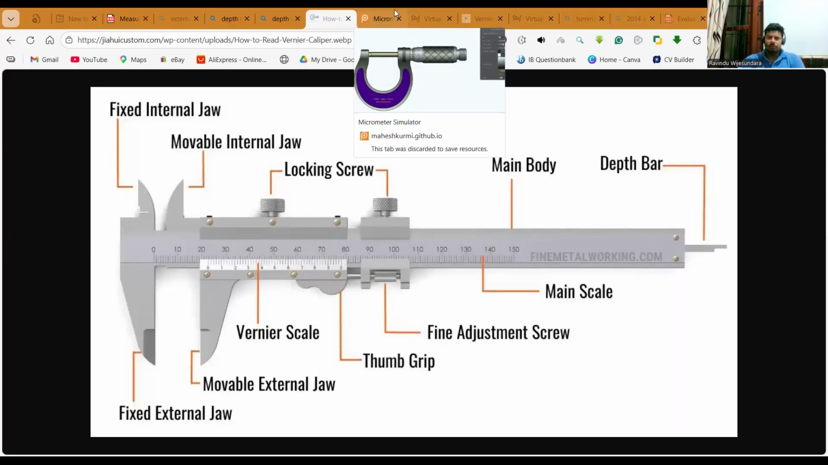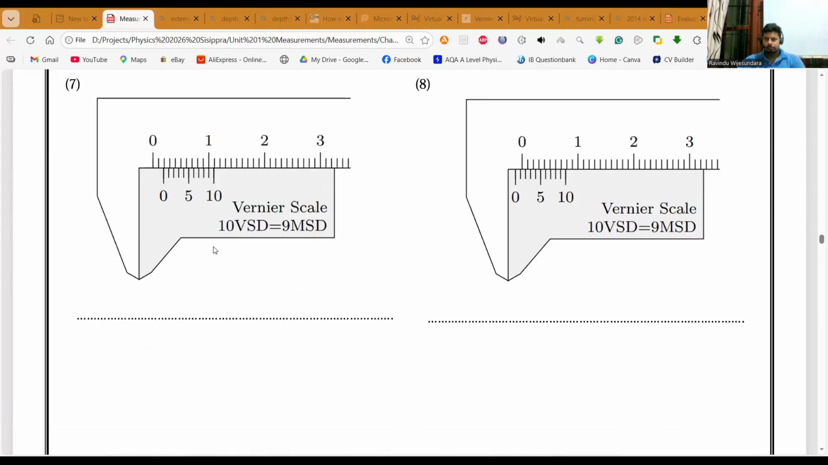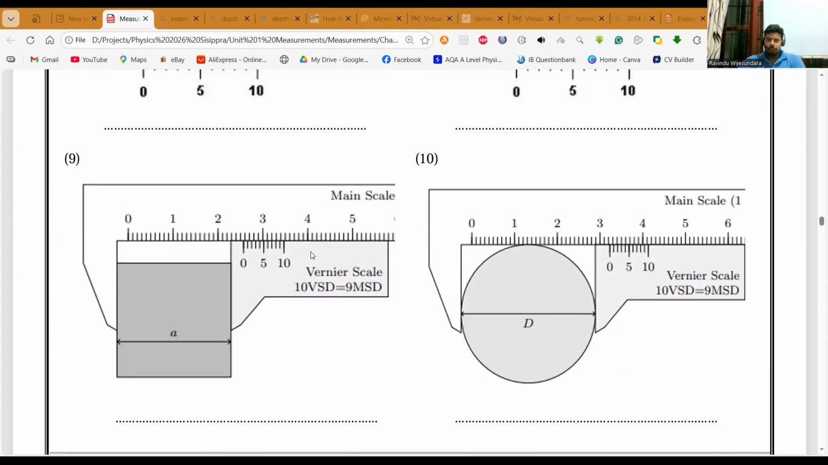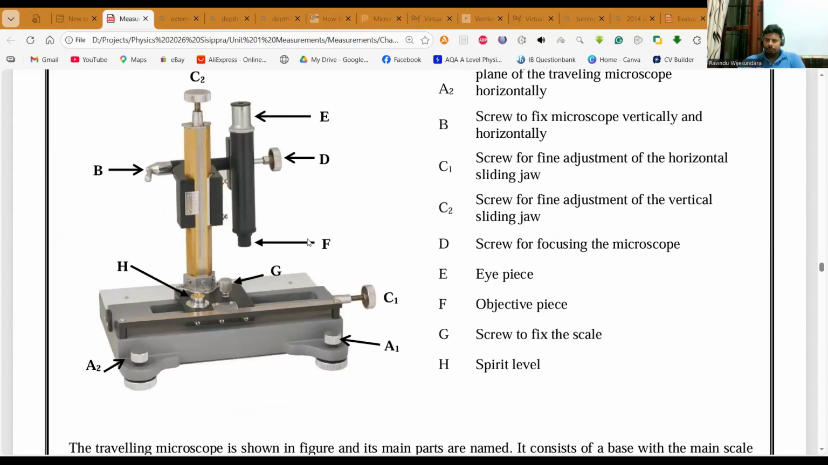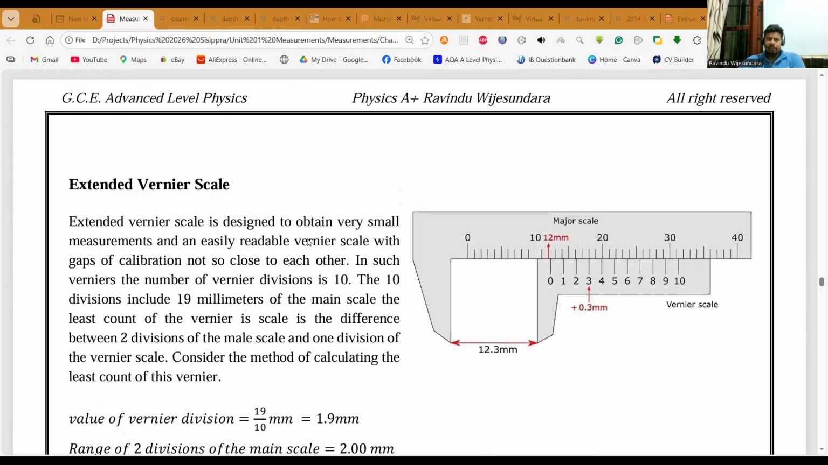Now you have an idea about the main parts of a vernier caliper, how to use it, and how to read it. Right, so in the tutorial there are also a few examples you can do. At the bottom of this lesson, there's another part.